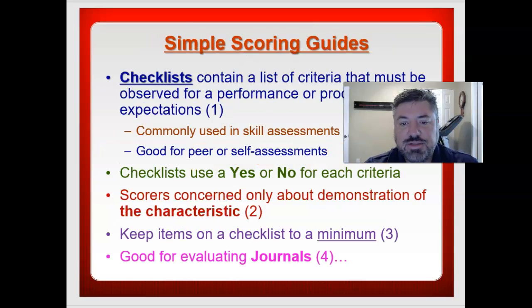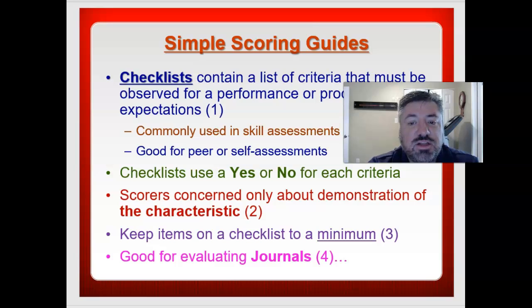What are simple scoring guides? All right, so let's back off of rubrics for a second and go to the easiest form of a scoring guide, the checklist. A checklist will contain a list of criteria that need to be observed for a performance or a product to meet expectations. This is basically the task with a list of critical components or characteristics down the left side, and then usually you'll just check yes or no. So they're commonly used in skill assessments, and they're very good, especially if they're short, for peer or self-assessments, or even to use in a video analysis.